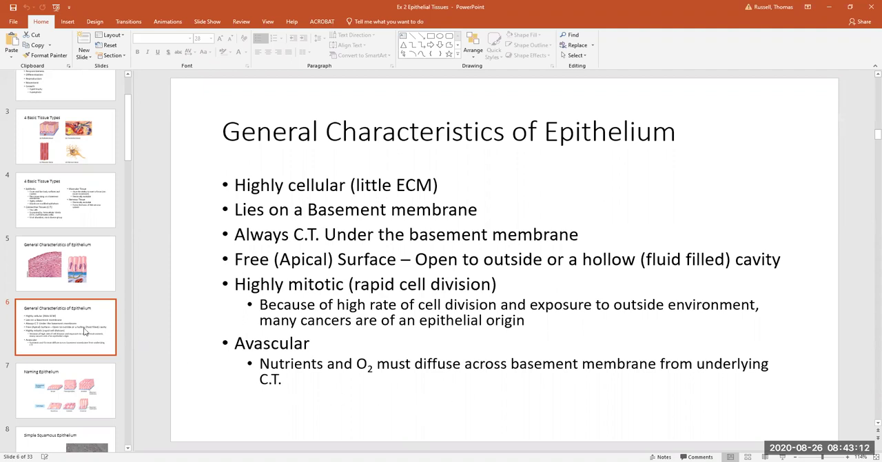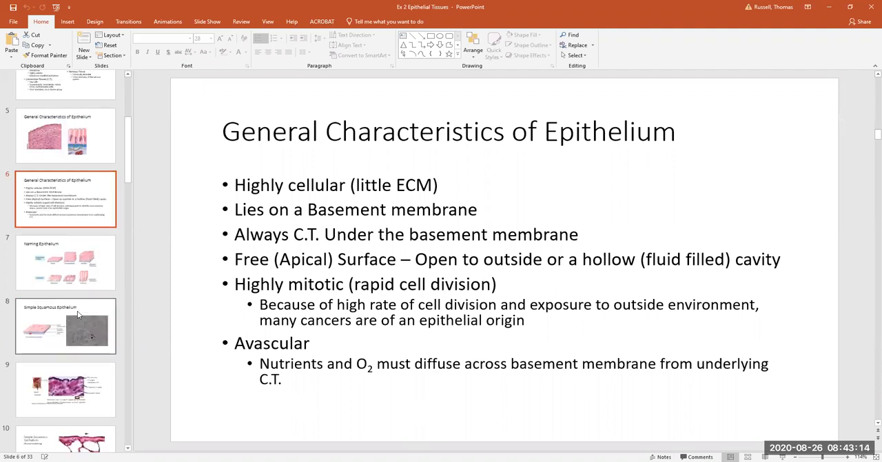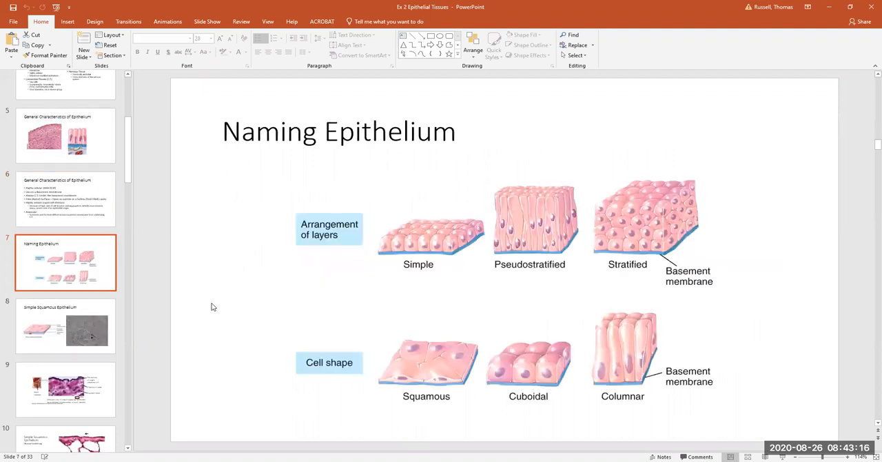All right. Now, this is the part of the packet where we start getting into the actual nitty gritty of the epithelia in the body. And before we get to the specific examples, we have to learn how we name epithelium in the body. Some of y'all might know this already. It's pretty basic. Some people have had this before. Just bear with me. Some people are seeing this for the first time.